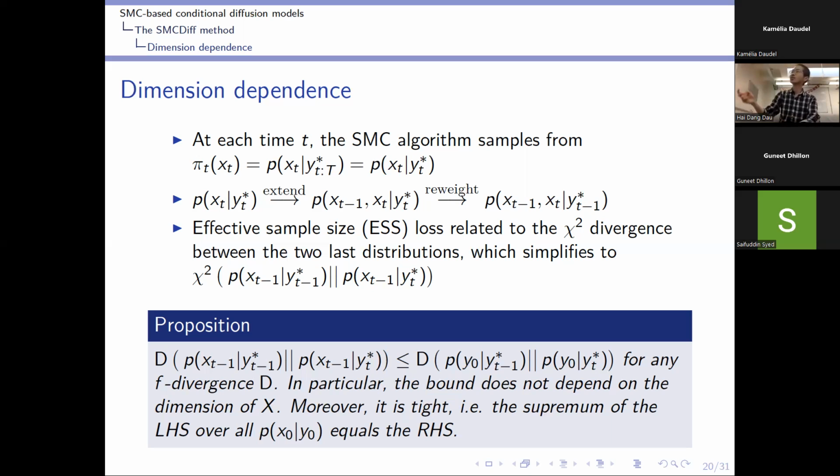So there is one thing that you can show quite easily, which is that if you take any f-divergence D, which includes chi-square divergence, Kullback-Leibler, and so on, then you can show that this is bounded by the divergence between y0 given yt-1* and y0 given yt*. And in particular, really striking here is that the bound does not depend on the dimension of x. And you can also show that it is tight, in the sense that if you consider the supremum over all possible distributions of x0 and y0, then the supremum of the left-hand side equals the right-hand side.